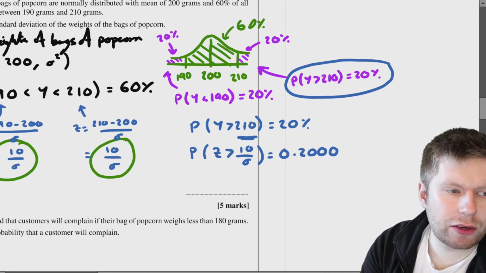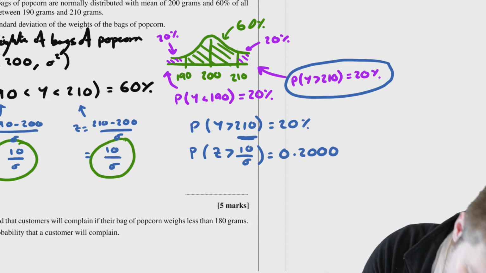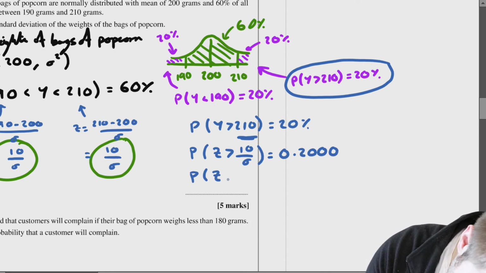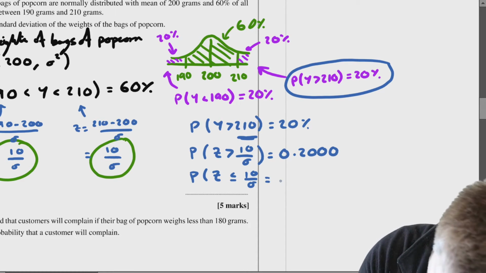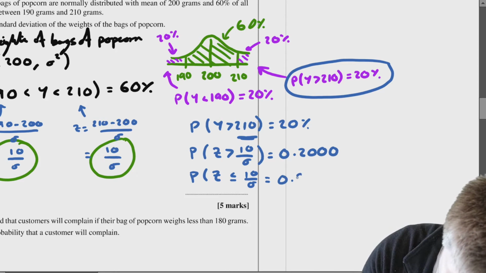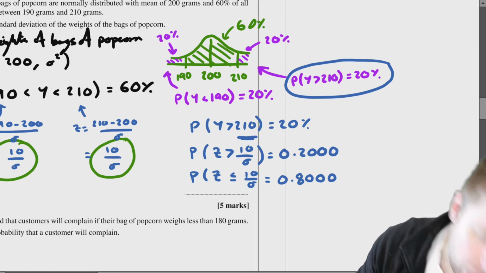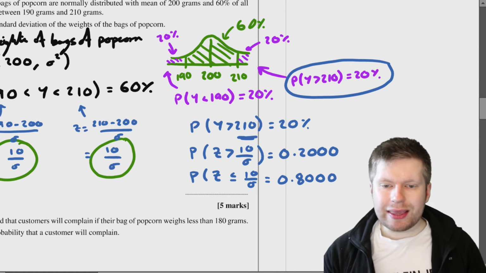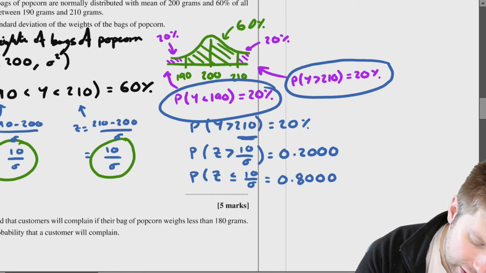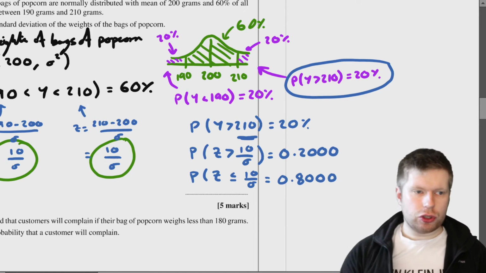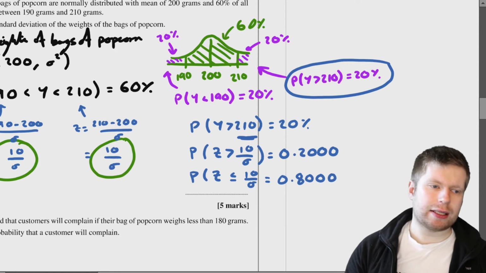Well, first of all, I need to convert this to a less than or equal to probability. So I'm saying the probability that Z is less than or equal to 10 over sigma, well, 1 minus that is 80%, so 0.8000, okay? So just remember, I wouldn't do it this way, I'd always use the other probability because it's already a less than probability, but just to show you how you could use the other probability as well, just for practice, okay?